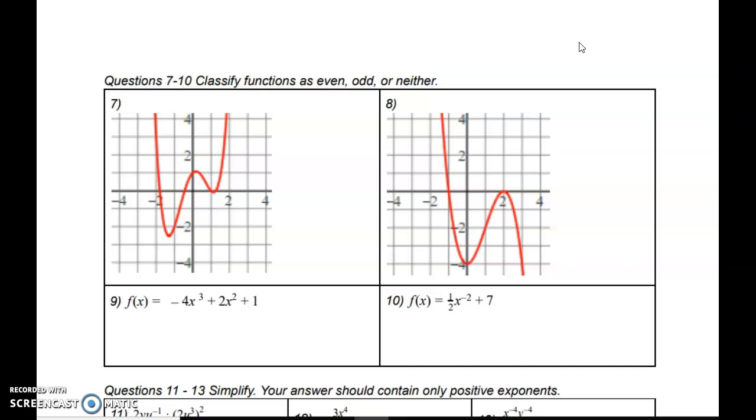For odd functions, that means the highest exponent is an odd number. And in terms of a graph, that means the end behaviors are opposite, meaning one arrow is pointing up and one is pointing down. So go ahead, give 7 through 10 a try, and then press pause, and when you press play again, the answers will be revealed.